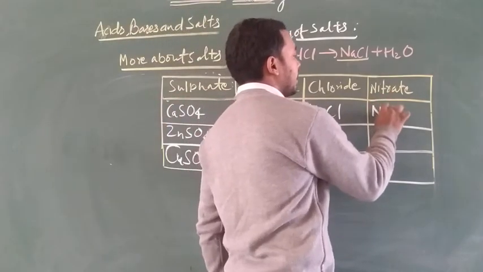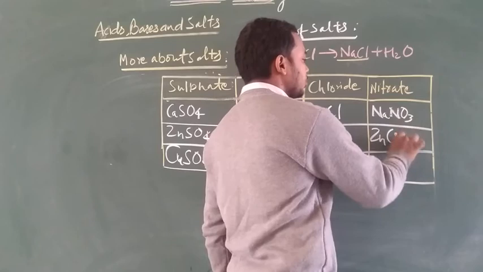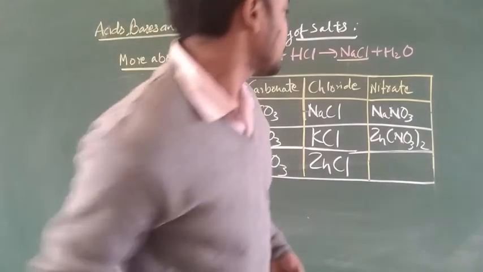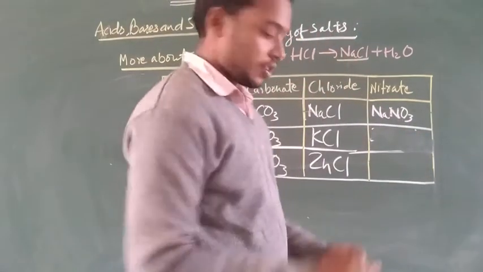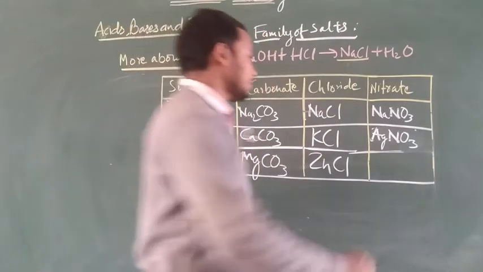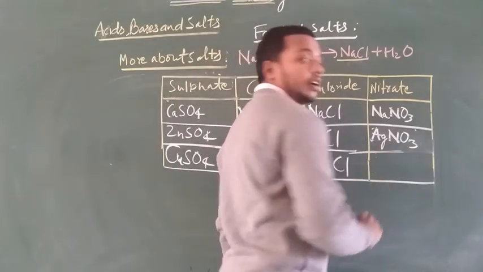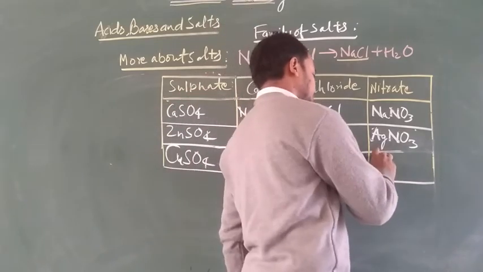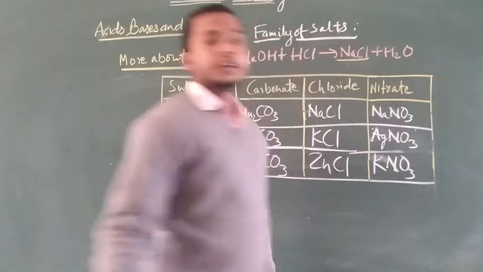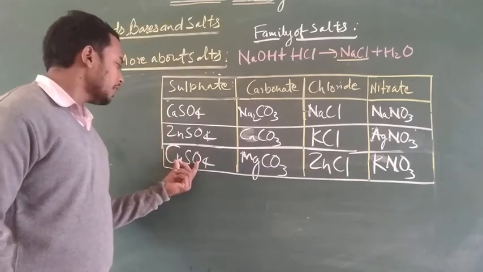Nitrate: NaNO3, ZnNO3, AgNO3, and another is KNO3. These are our different family salts. In the sulfate family we have calcium sulfate, zinc sulfate and copper sulfate.